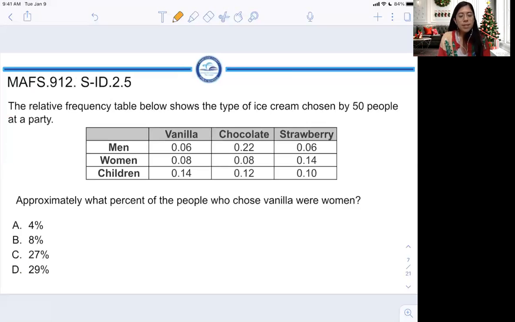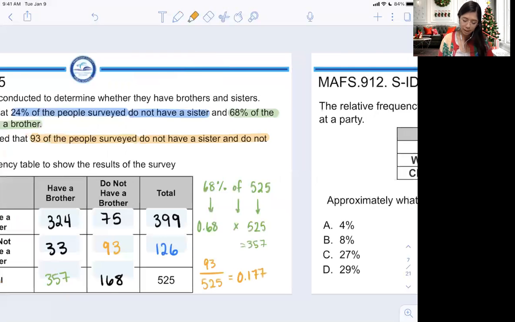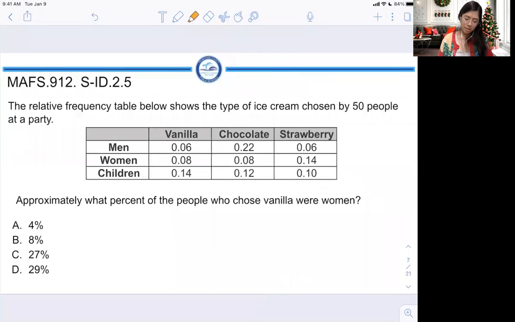The relative frequency table shows the type. Okay, so here's a keyword. This is not a regular frequency table. This is a relative frequency table. I'll explain it in a second. It shows the type of ice cream chosen by 50 people at a party. Approximately what percent of the people who chose vanilla were women?